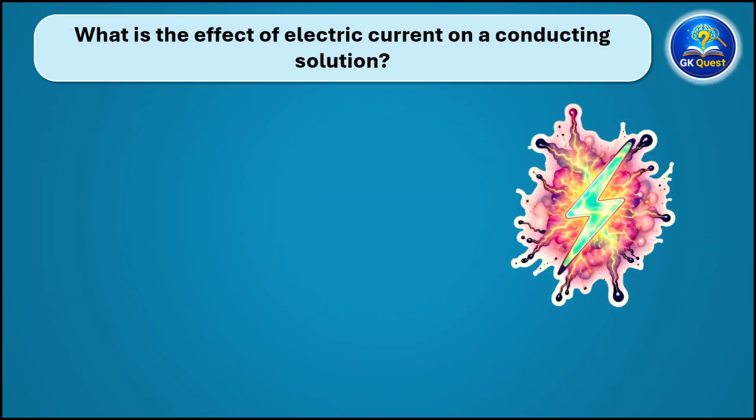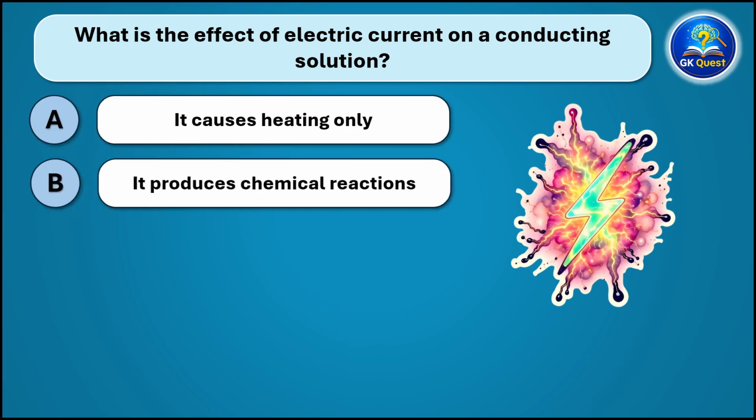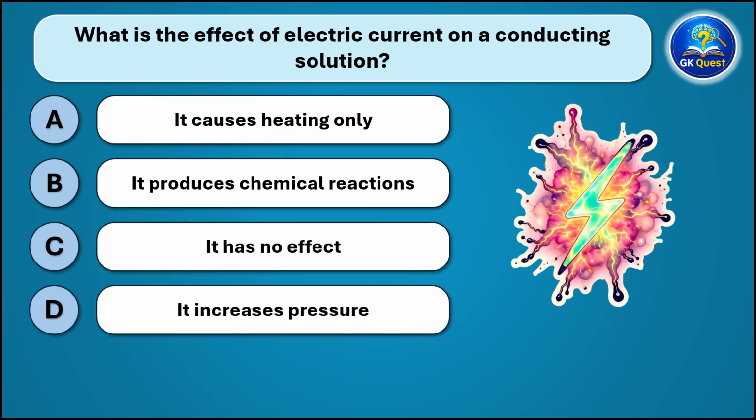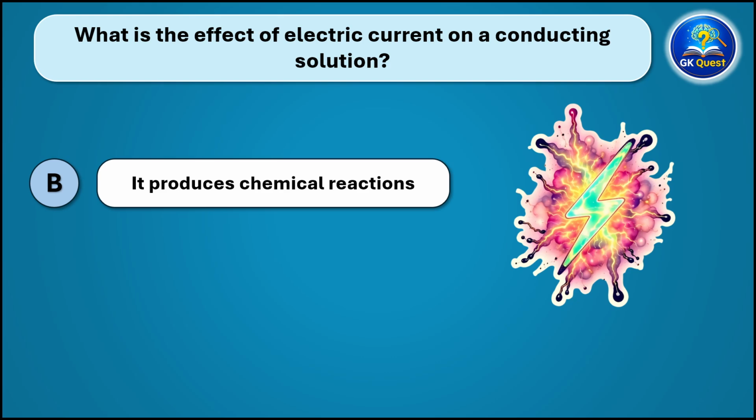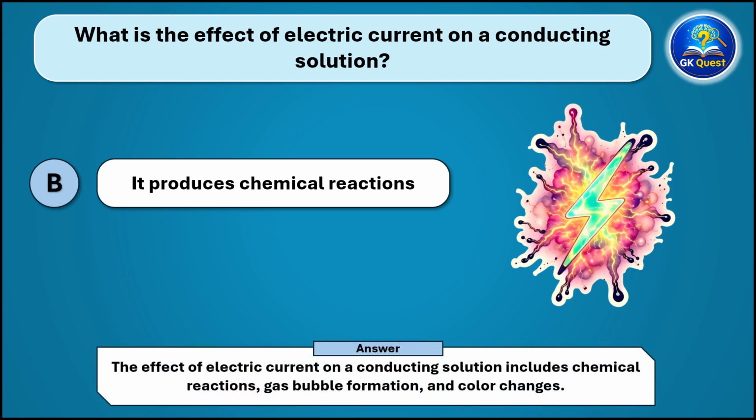What is the effect of electric current on a conducting solution? And the correct answer is the effect of electric current on a conducting solution includes chemical reactions, gas bubble formation, and color changes.